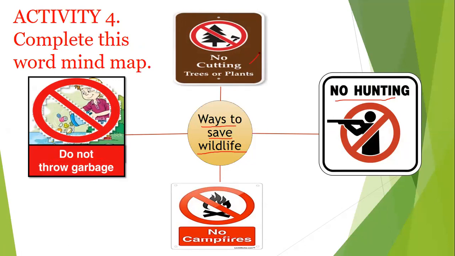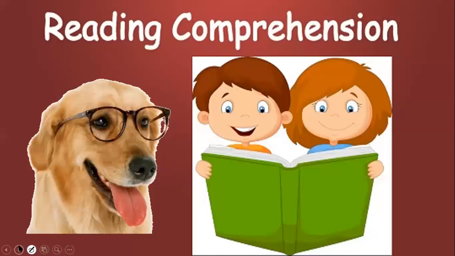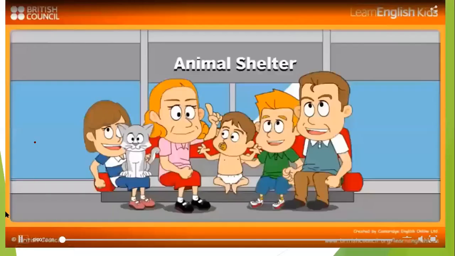No van a cortar los árboles, no van a cazar los animales, no harán fogatas en los bosques y tampoco arrojar basura en los bosques que dañen la vida salvaje. Entonces, todo eso yo lo tengo que trabajar en mi mapa mental, ¿ya? Son ideas de lo que yo no debo realizar para poder preservar la vida salvaje de los animales. We practice the reading comprehension, que es la lectura comprensiva. Y por favor, vamos a ver este video al respecto.